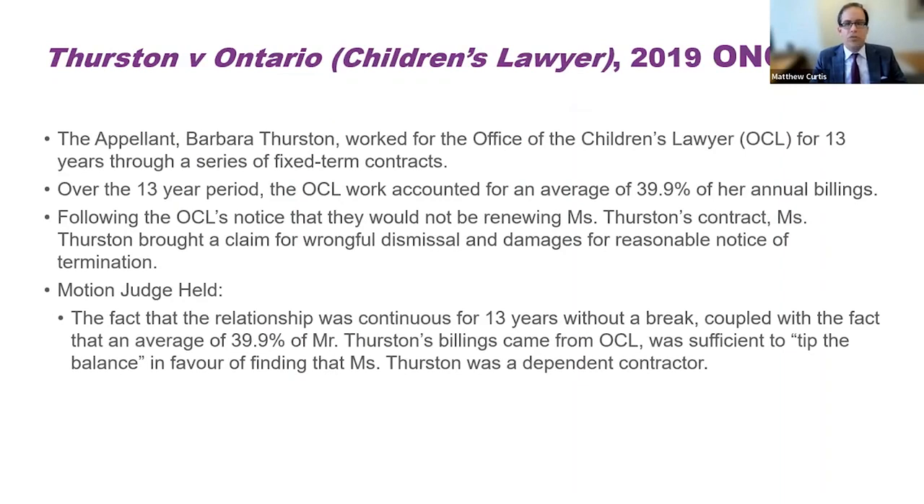So here, the appellant worked for the Office of the Children's Lawyer for 13 years through a series of fixed term contracts. And the court found that approximately 39.9 or 40% of her annual billings were for the Office of the Children's Lawyer. Now, the office told Ms. Thurston that they were not renewing her contract, and she brought a claim for wrongful dismissal and damages for reasonable notice of termination. Now, the motion court judge in this case held that the relationship was continuous, even though there were a series of fixed term contracts for 13 years without a break. And because 40% or 39.9% of the billings came from the OCL, it was sufficient to tip the balance in a finding that Ms. Thurston was a dependent contractor.